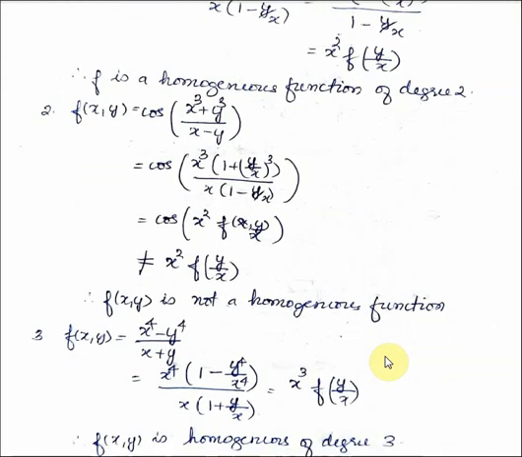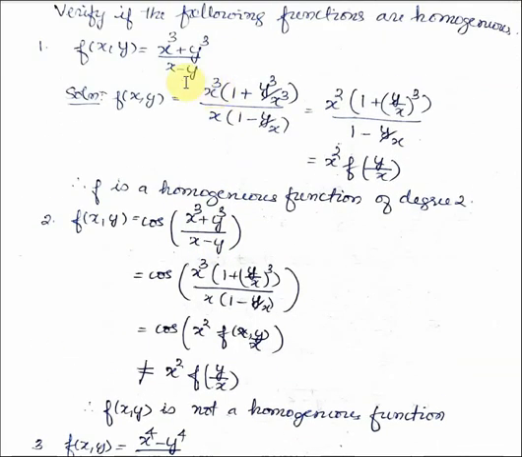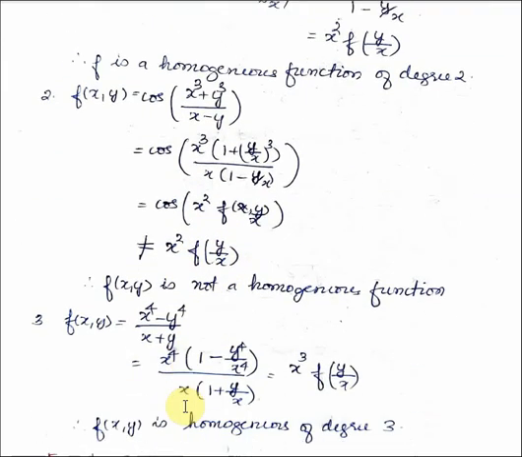Similarly, we will go into the second question. f of x, y is cos of x cube plus y cube divided by x minus y. This is the same thing, x cube plus y cube divided by x minus y. Whatever I do, I can take x square into a function of y by x, but it is inside the cos only. I cannot take x square outside the cos. x square cannot be taken out here. It can be taken only in the argument. So I cannot write it as x square into a function of y by x. It is cos of x square into a function of y by x. It is not x square into cos of a function of y by x. Therefore, this is not a homogeneous function.